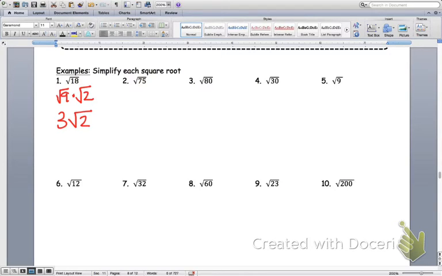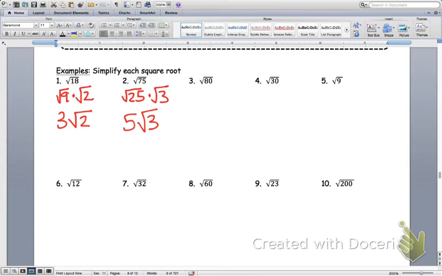So let's look at 25. We're thinking of which of the perfect squares on my list above are factors of 75. And you should know that 75 is a multiple of 25. So I'm going to use the square root of 25, which is a perfect square, times 3, because 25 times 3 is 75. Simplify the square root of 25 to 5 and bring down the radical 3. And that's pretty much the general idea.